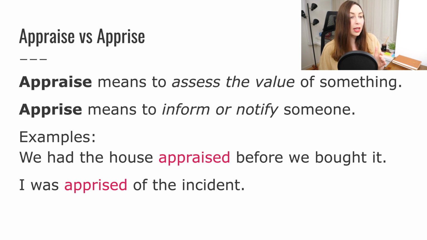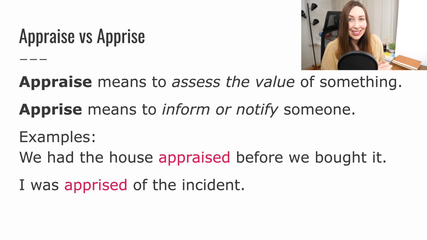We had the house appraised before we bought it. So that means we had someone, an expert, check the value and the quality of the house before we bought it. The second example, I was apprised of the incident. That means someone informed me of the incident. Someone told me what happened.